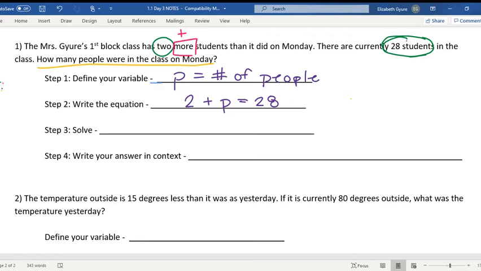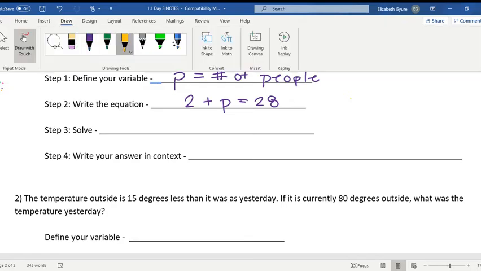Either way, because you're taking the number of people that there were in class, right? And you're adding 2 to it. And currently, there are 28. So that's why it equals 28. So now we're going to solve. What would we do to solve this? Alex? Well, so what would we want to get P by itself? That's what we're trying to solve for. So what should we do with the 2?